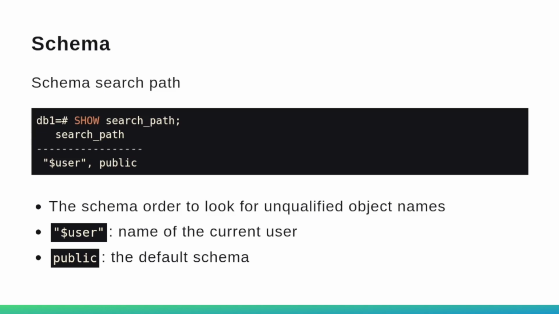The first value, the first schema, is a special value, $user. This value resolves to the name of the currently connected user. If I'm connected to the database with user app, this is going to resolve to app. If I'm connected with the user Aki, this resolves to the value Aki. The next schema on the list is public. This is the default schema that we have in every database.